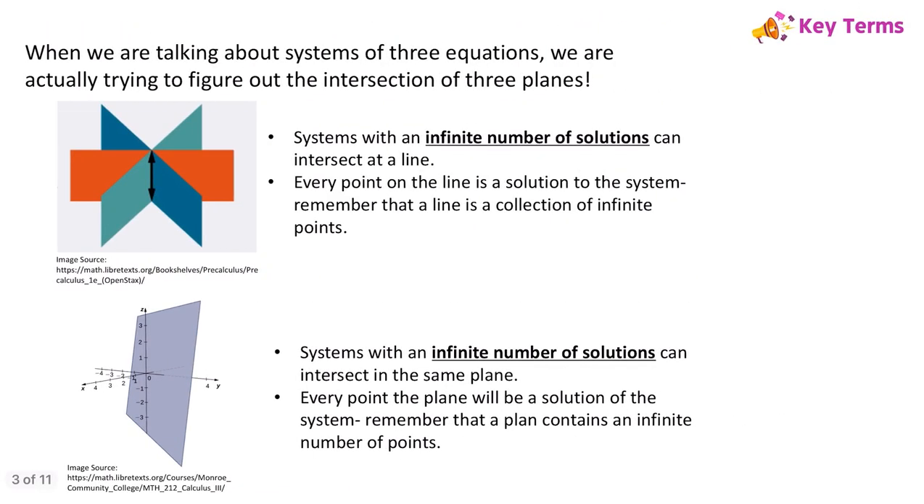We can also have systems that have infinite solutions. If our three planes intersect in a line, we can have a system with an infinite number of solutions because lines have an infinite number of points, right? If all three planes intersect at a line, then every point on the line is going to be a solution. Also, we can have systems that will intersect in the same plane. So every point on the plane will be a solution to the system. And remember that a plane contains an infinite number of points.